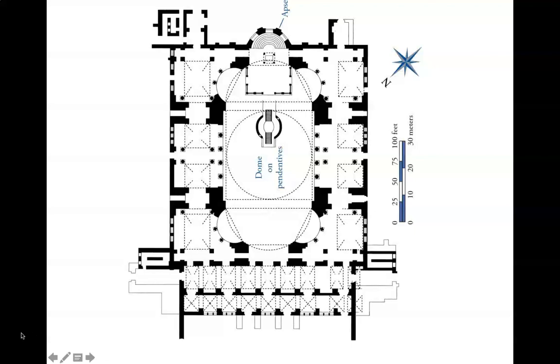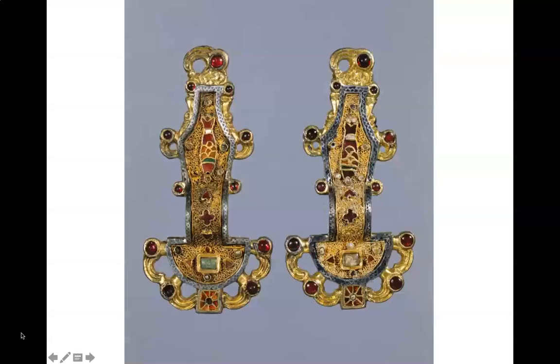If we were together in class live, I would do a comparison between Hagia Sophia and the Pantheon and the Colosseum. But yeah, can't do it now. Oh well. All right, let's keep going.